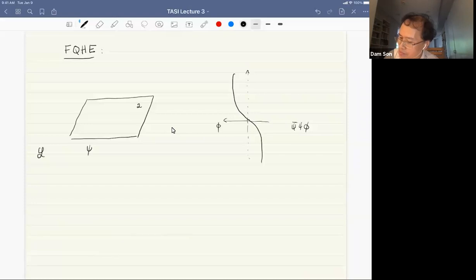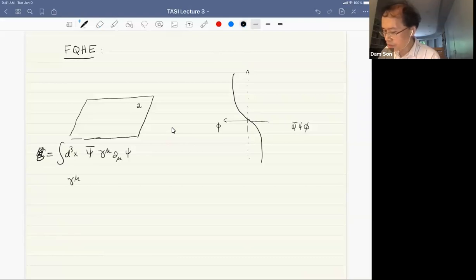This one is described by an action, which is now the integral d3x of just the usual action of a Dirac fermion in 2+1 dimensions, with d mu psi, and there is no mass term. It's zero mass. Then gamma mu is a 2 by 2 matrix.